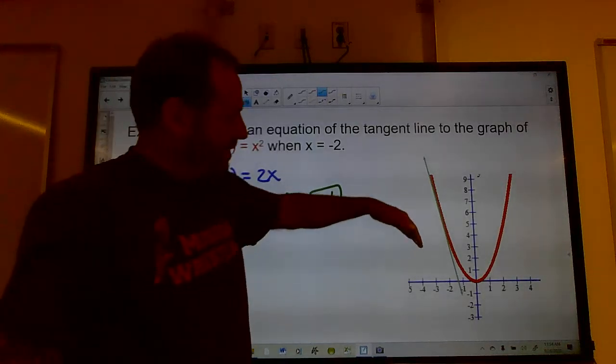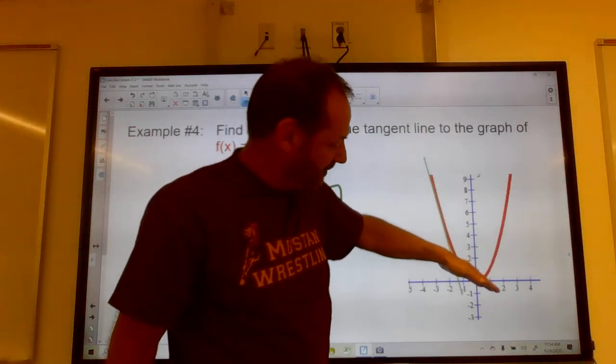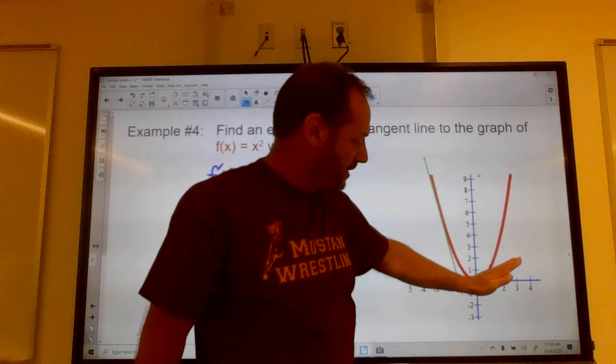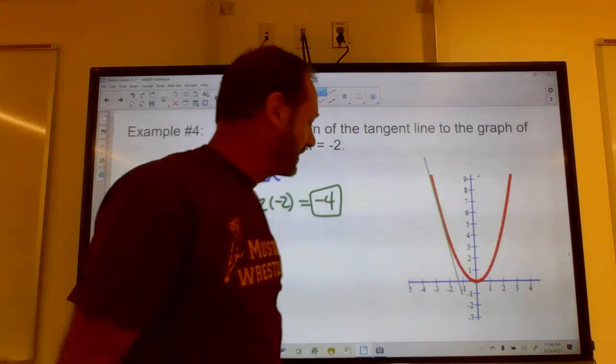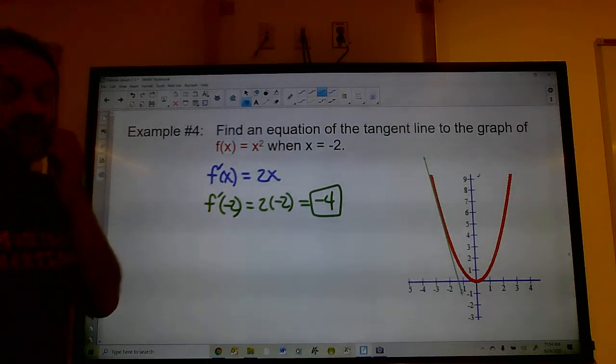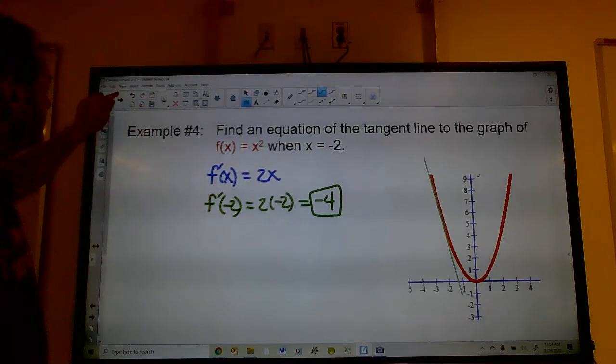Now, obviously, as I go this way, that line becomes flatter and flatter and flatter until it's 0. The tangent line is 0. And then it becomes positive after that and gets steeper and steeper and steeper. This is a lot quicker than having to do the definition and do all those limits.